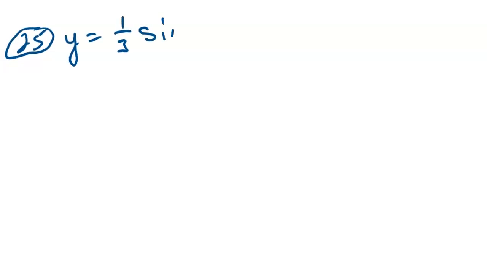Maybe. Come on. Seriously? An amplitude of 1/3? Jerks. All right, here we go. Number 25. y is equal to 1/3 sine theta plus 7. Why? Why would you do that?